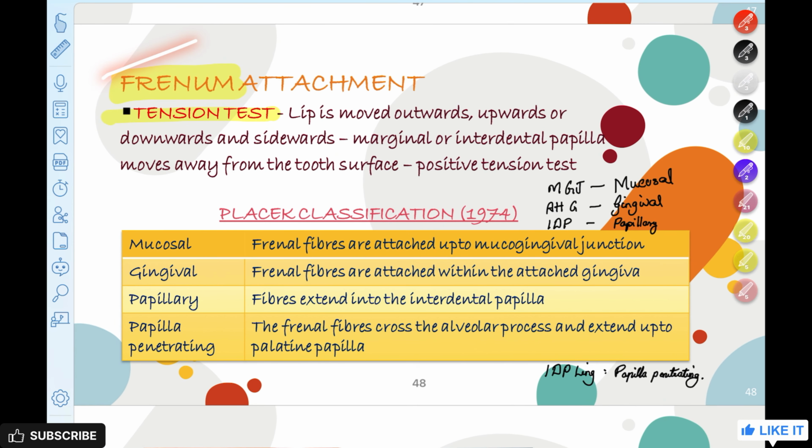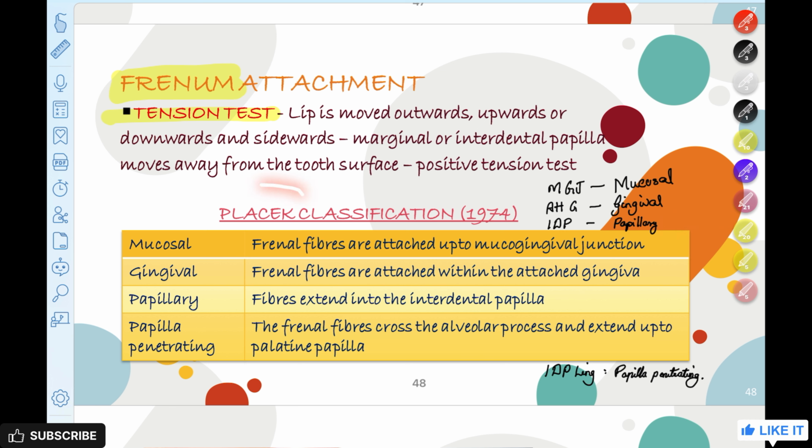Next we have the frenum attachment. For frenum attachment we have to do the tension test. In the tension test, the lip is moved outwards, upwards or downward, and sidewards. If the marginal or interdental papilla moves away from the tooth surface, it is a positive tension test. Normally the marginal gingiva or interdental papilla doesn't move away from the tooth surface. If it is positive, we can do the classification according to Stewart, 1974.